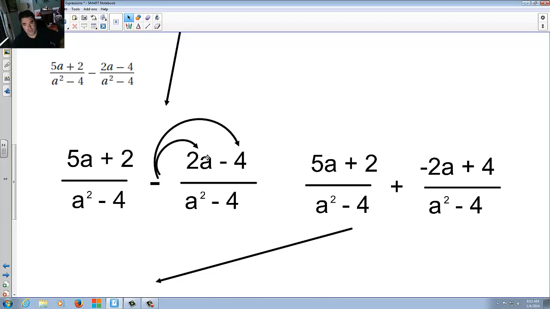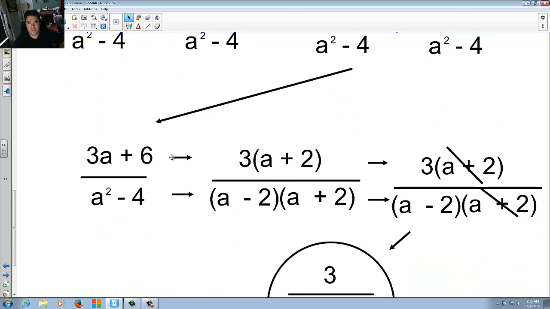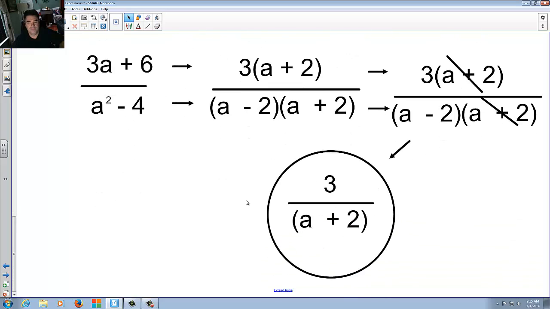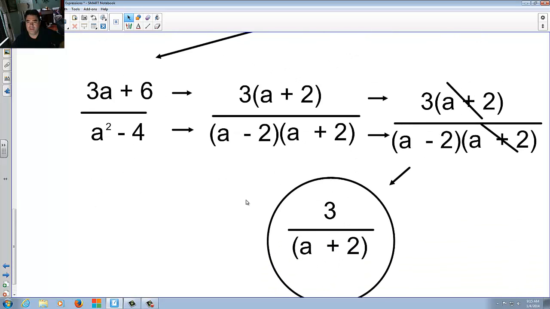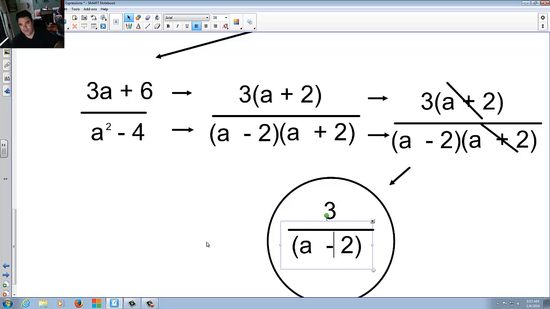Hopefully the negatives switch both numbers here, so instead of a positive 2a, it's a negative 2a, instead of negative 4, positive 4 is seen here. Combine these to become 3a plus 6 over a squared minus 4, pull the 3 out, split a squared minus 4 into a minus 2 and a plus 2, cancel, cancel, 3 over a minus 2. Wait a minute, I made a small mistake. If that's the case, this should be a minus 2. Whoopsie.